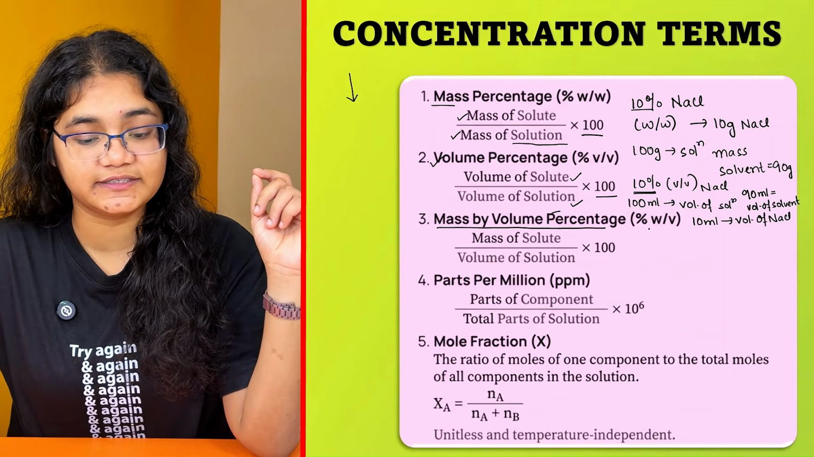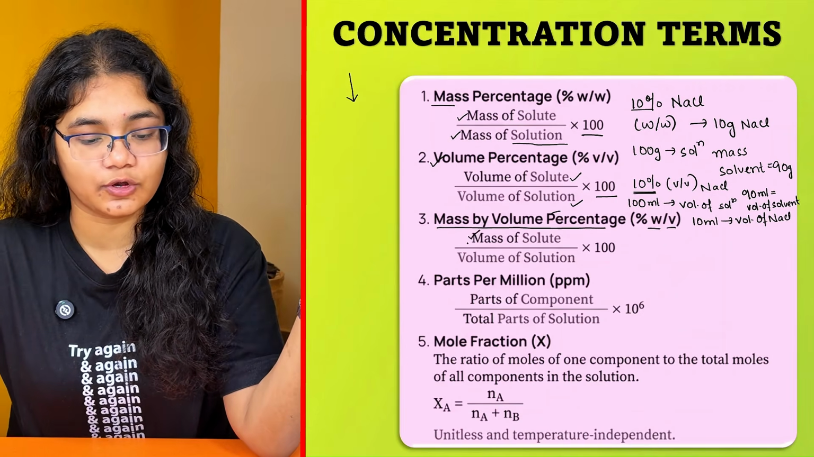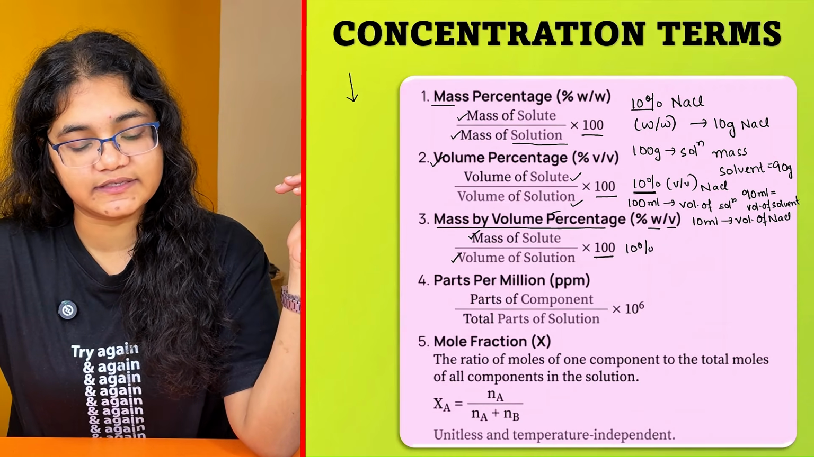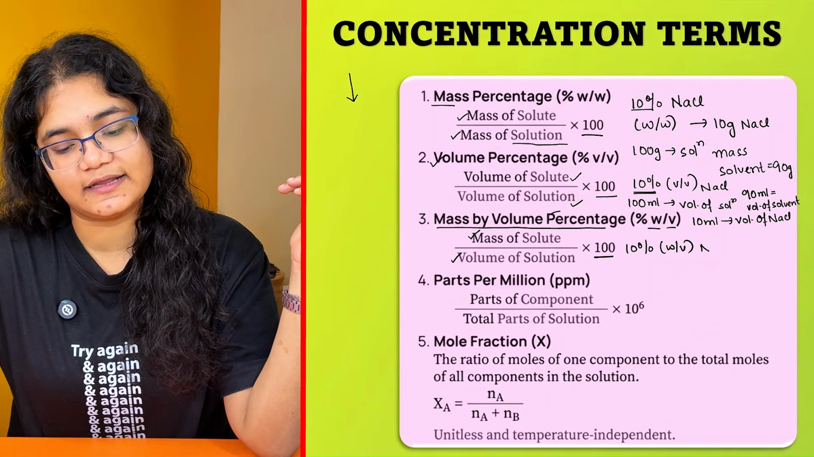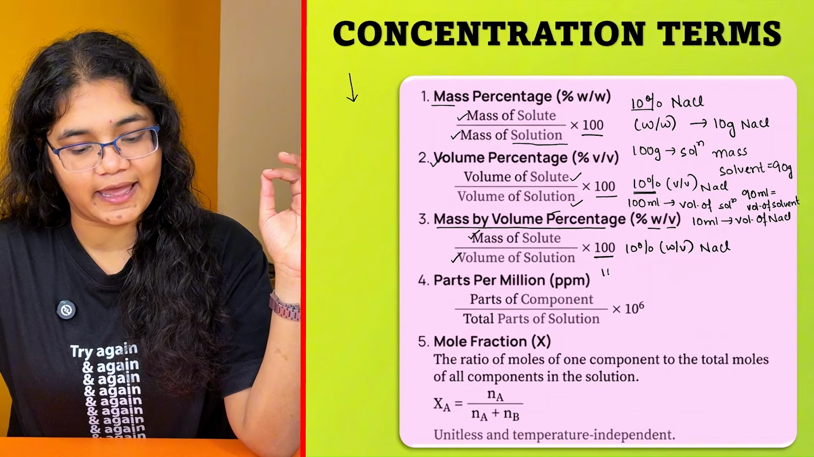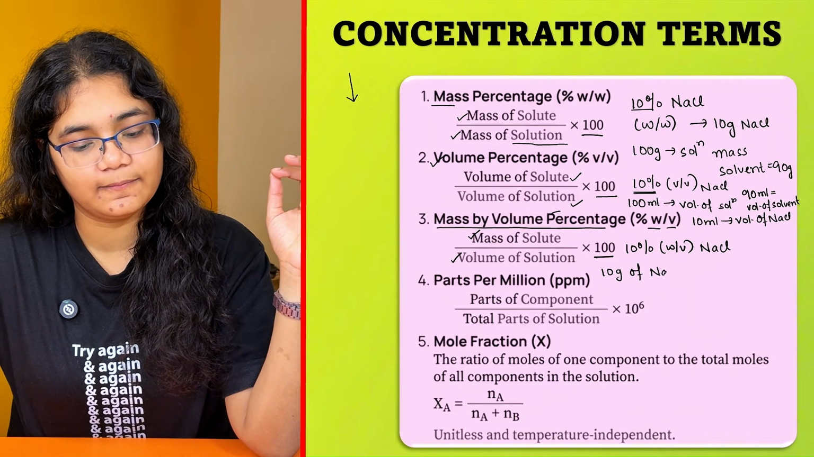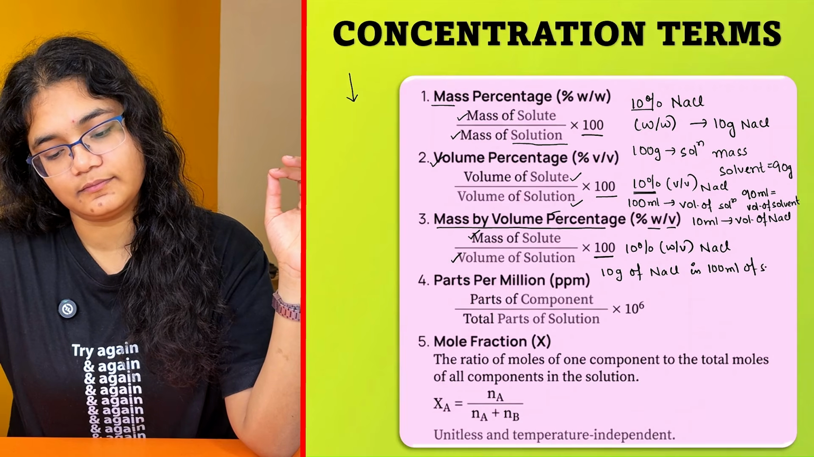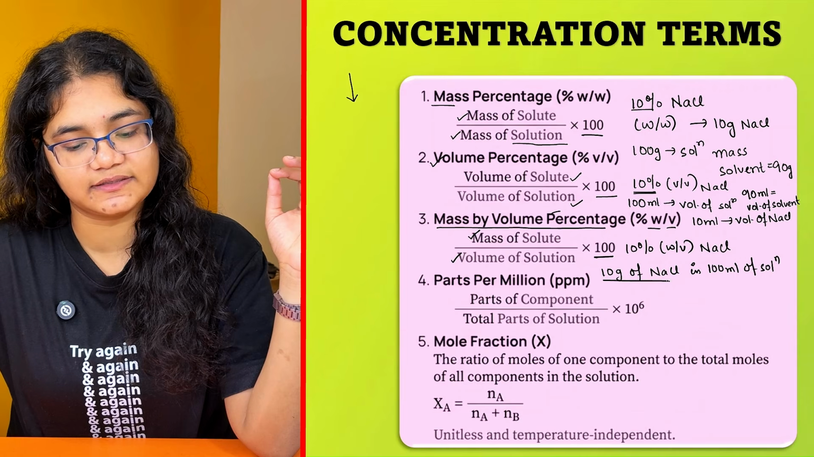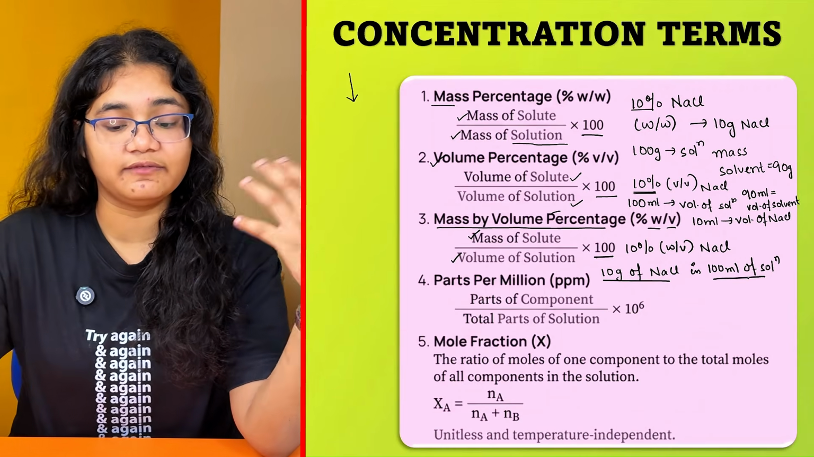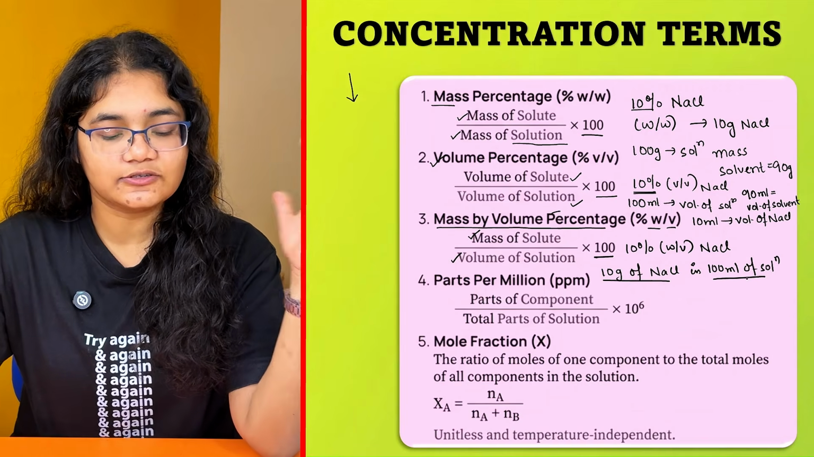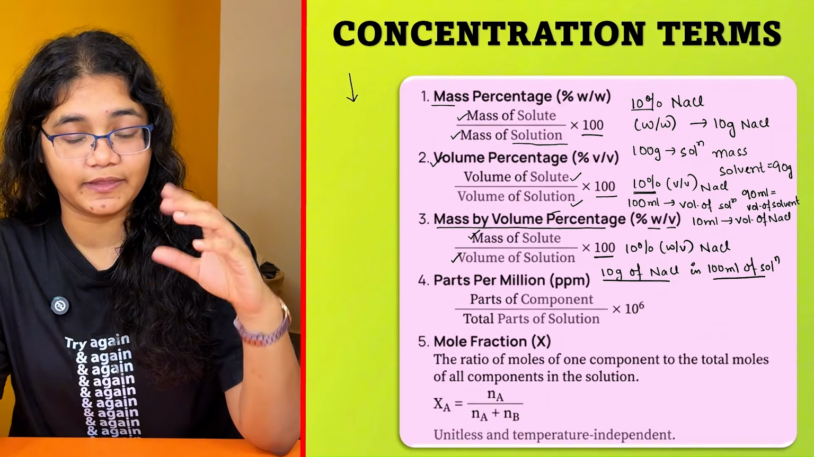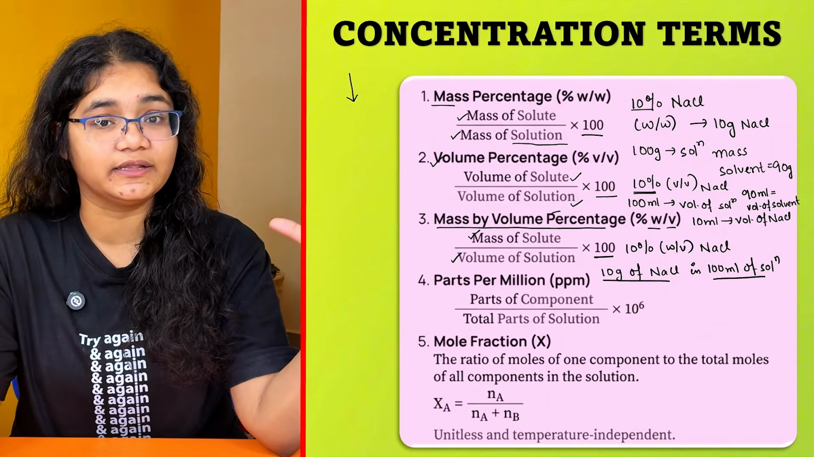Mass by volume percentage is W by V. That means mass of the solute by volume of the solution into 100. Now let's take an example again here. If I write 10% W by V NaCl, what does that mean? I have 10 gram of NaCl in 100 ml of solution. You can see this is the mass of the solute, and we have the volume of the solution. Clear? So this is very important. You have to understand the physical meaning of the concentration term, because only then can you apply it while doing the numericals.